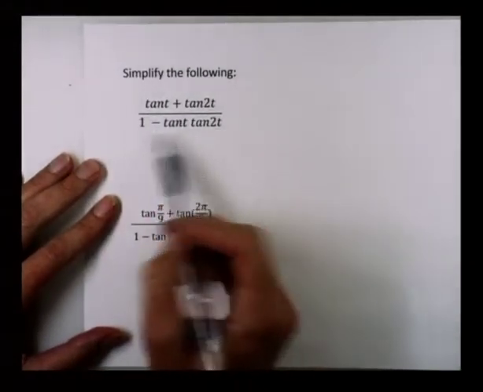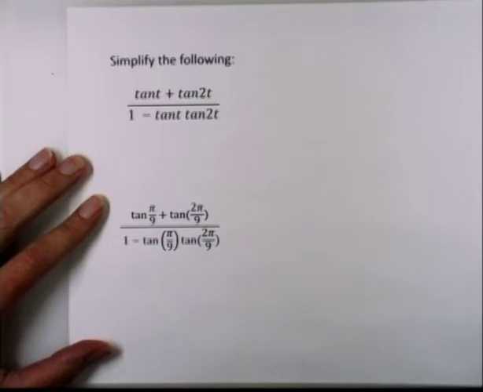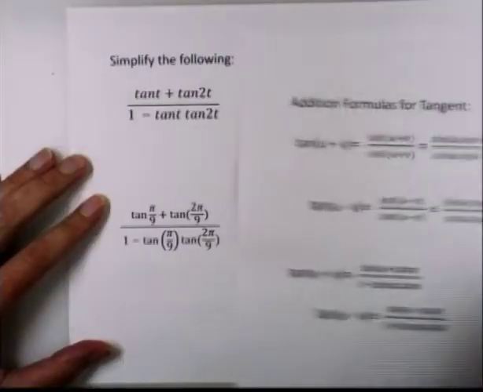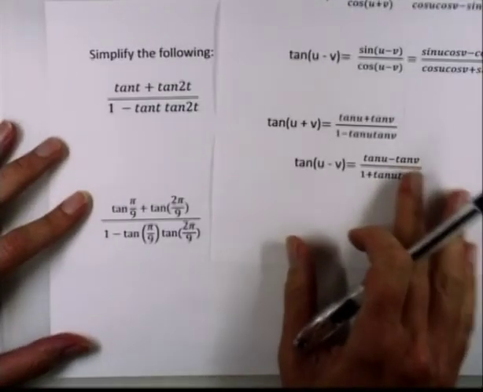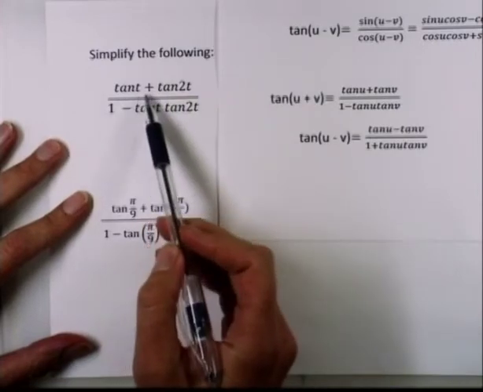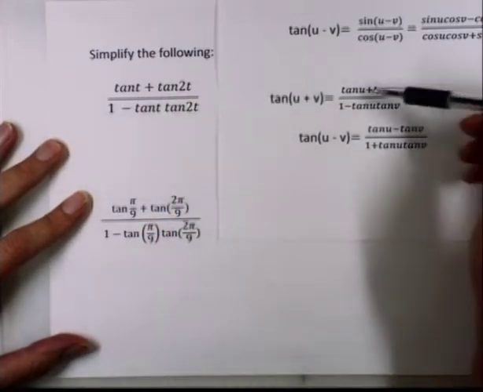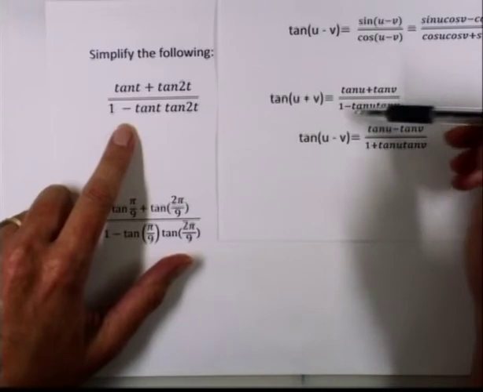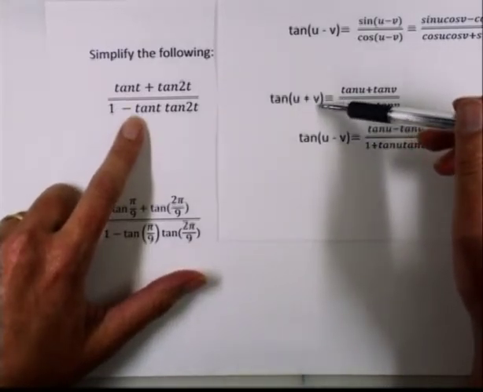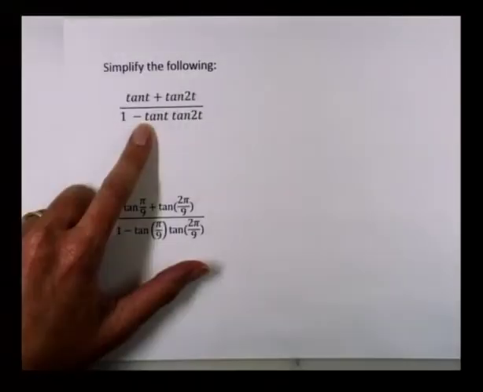So look at this one. We want to simplify this expression. So when I look at this, notice it's written in that second form. Be very careful with the pluses and minuses. That's what causes the most problems. So since this is the tangent of t plus the tangent of 2t over 1 minus, I'm dealing with the tangent of u plus v. Okay, so I'm going to use tangent of u plus v.